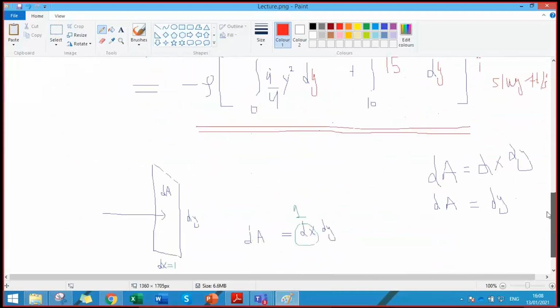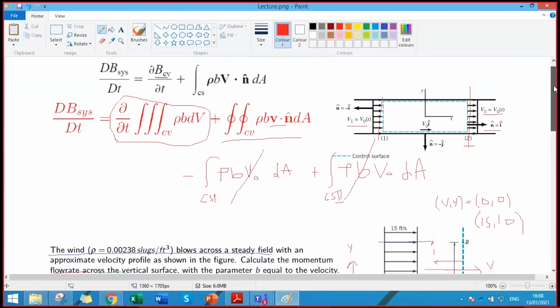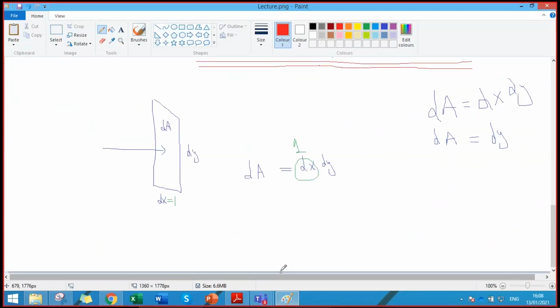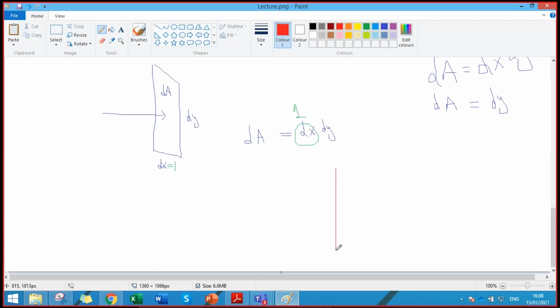You are not still clear about the direction. Let me rewrite here. This is your A control surface, right? And this is your velocity direction, V. The area normal of this control surface would be in this direction. This is the normal vector. And if we take this as the x direction, this would be I with a negative sign, right?